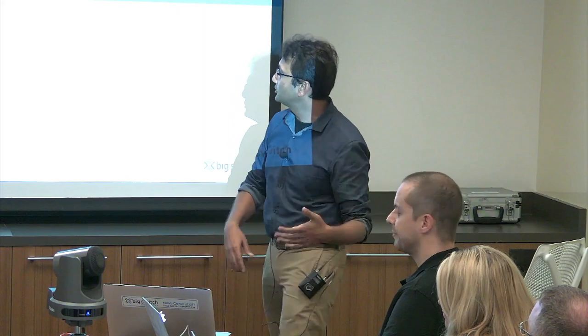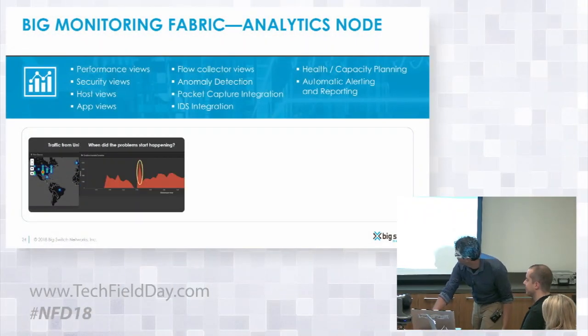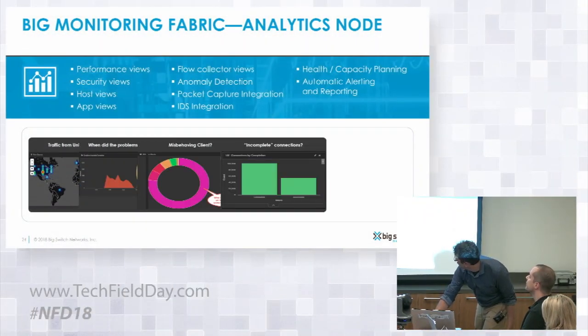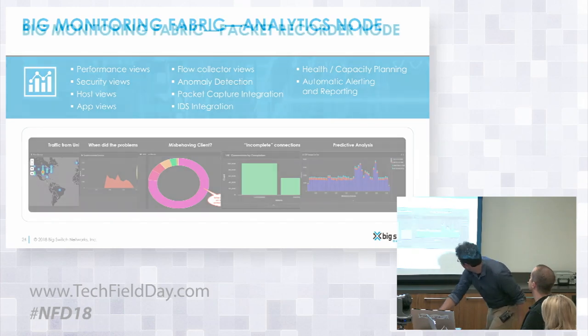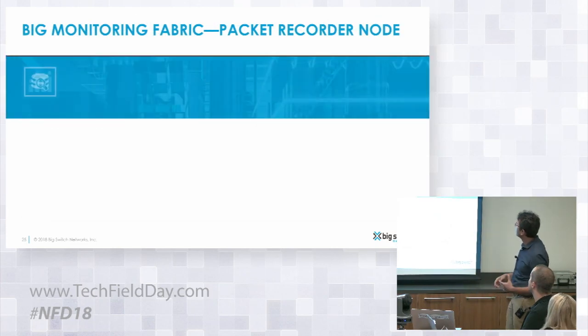Robert will go over it, but I'll just quickly mention. There is traffic from unknown locations, or when did the problem start happening? What is a misbehaving client, connections, and doing predictive analysis.